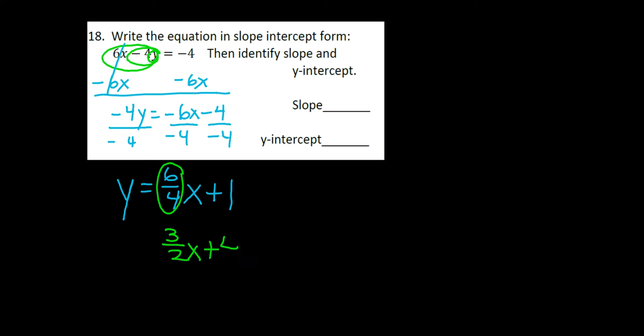Let's go back there. Cool. And we have y equals 3 over 2x plus 1. So the slope is 3 over 2. And the intercept is 1.